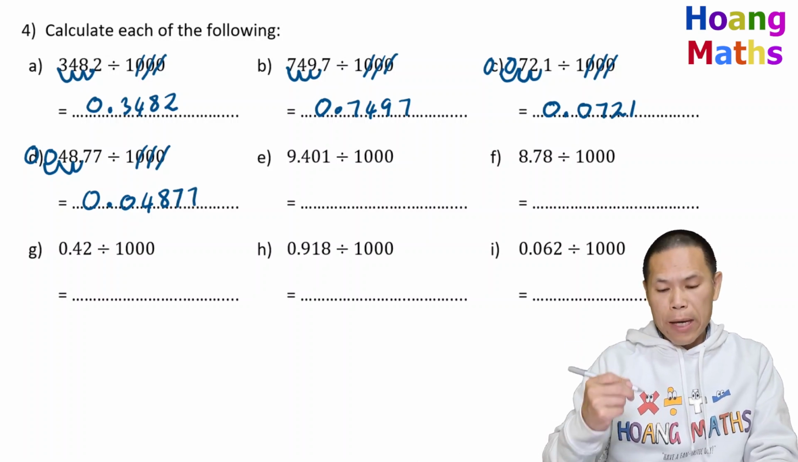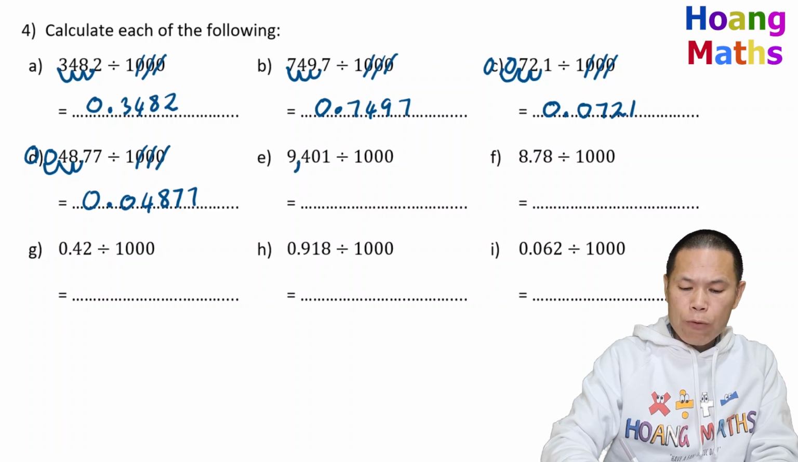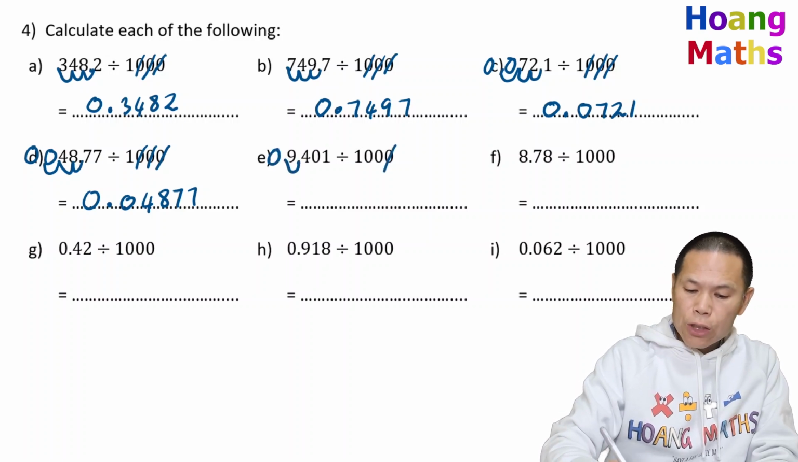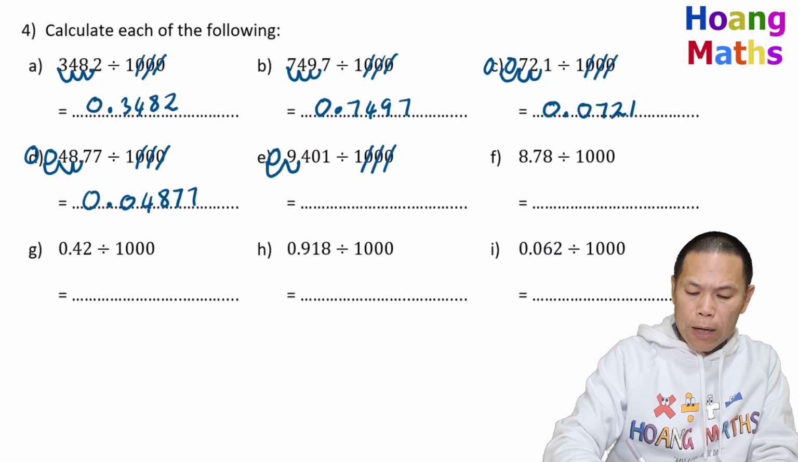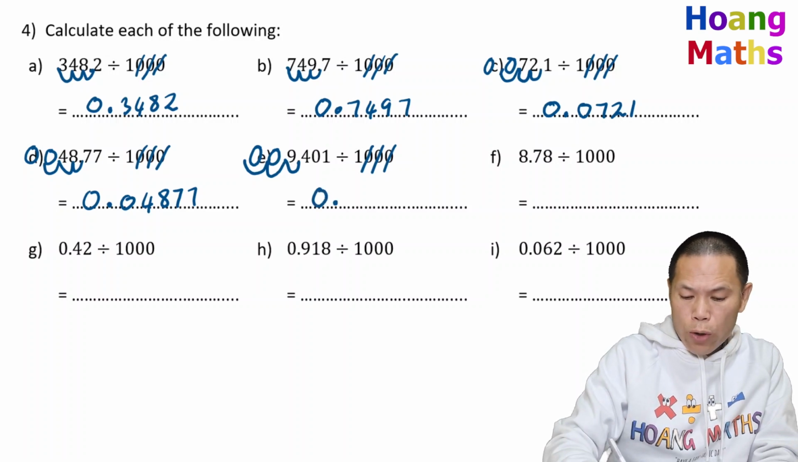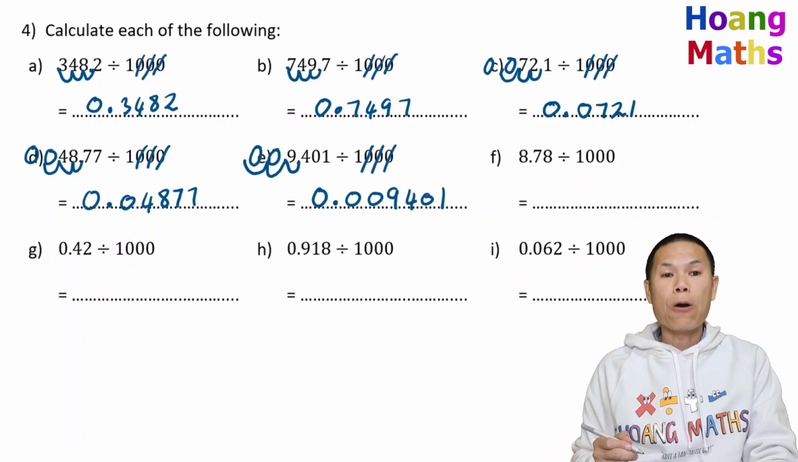So now we divide by 1,000. This decimal point here, we move 1 unit to the left. We cancel this. Don't forget we add a 0 here. We cancel this. We move 1. And we cancel one more time. We move one more. But let me put a 0 in front first. Move one more. So the answer is 0.009401. So there you go.